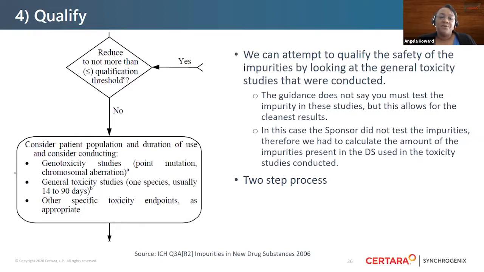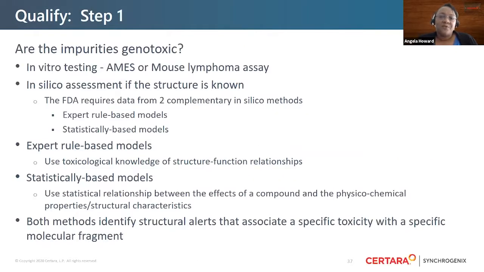And therefore, we had to go through and calculate the amount of the impurities present in the drug substance that was used in the toxicity studies conducted. And so this is a two-step process. Next slide, please. And so the first step is to ask, are the impurities genotoxic?